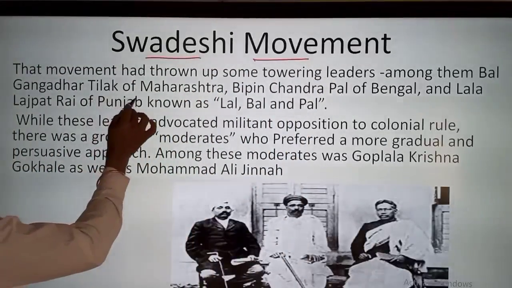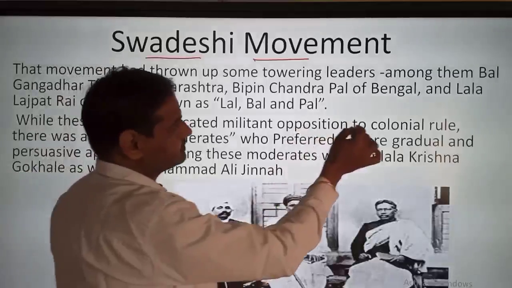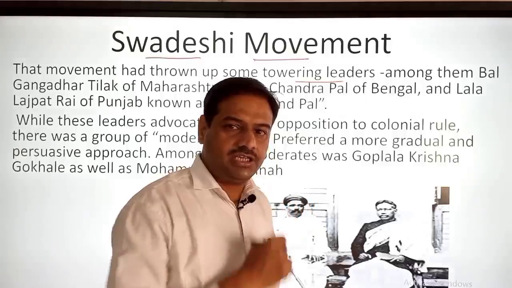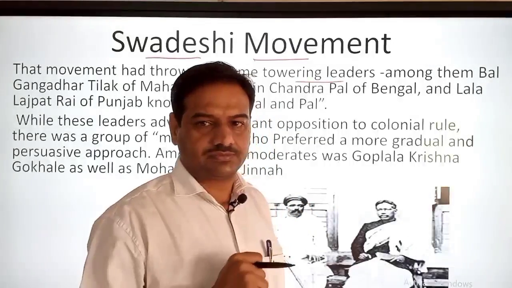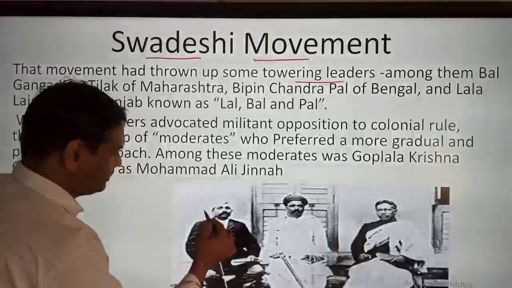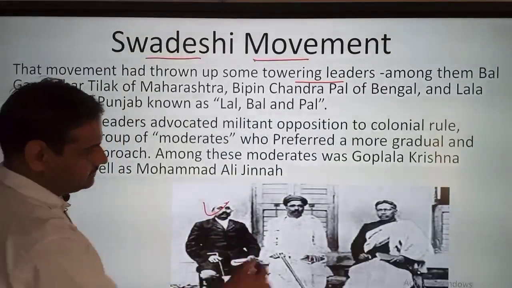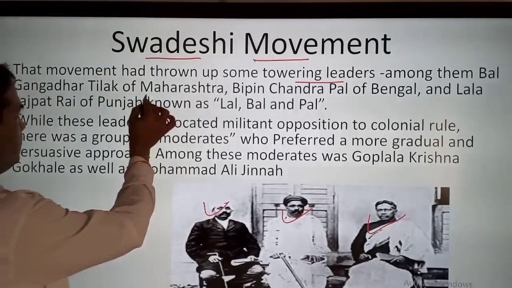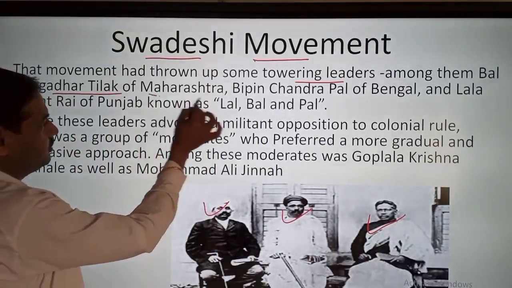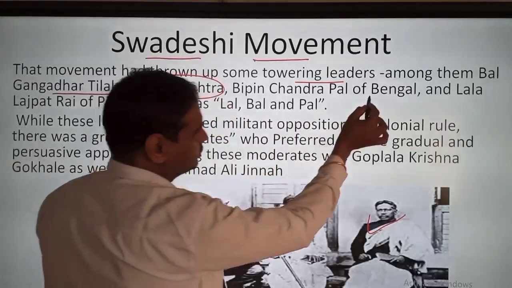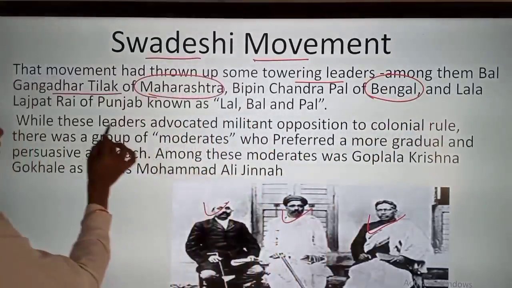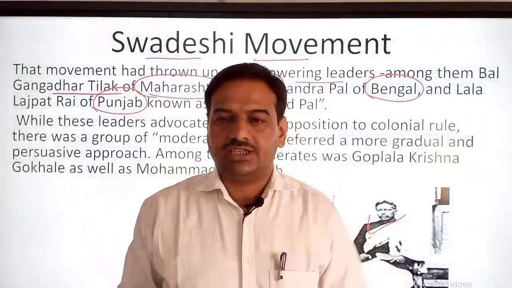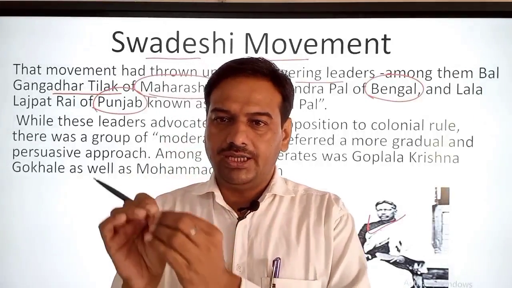That movement had thrown up some towering leaders. Some leaders became quite popular because of the Swadeshi movement in India, and these were the three leaders. You can see them in the image. This is Lala Lajpat Rai, this is Bal Gangadhar Tilak, and this is Bipin Chandra Pal. Bal Gangadhar Tilak was from Maharashtra, Bipin Chandra Pal was from Bengal, and Lala Lajpat Rai was from Punjab. They were popularly known as Lal, Bal and Pal.